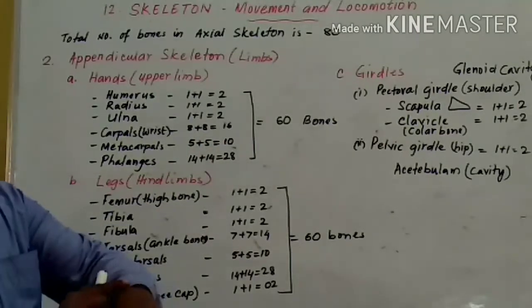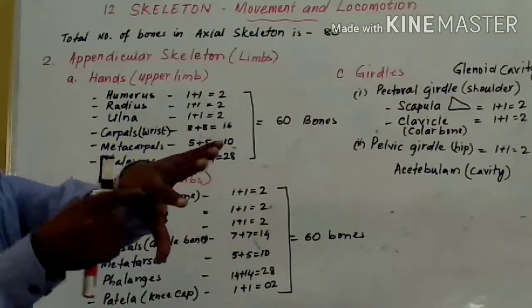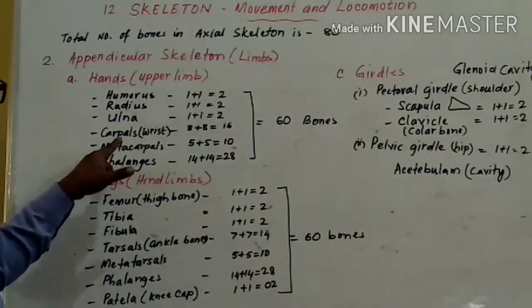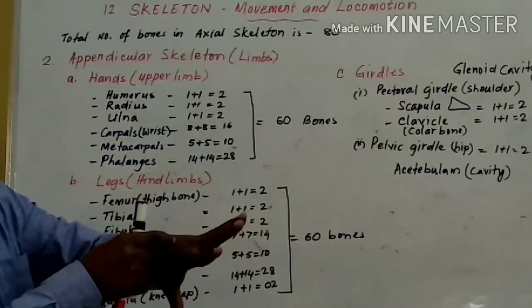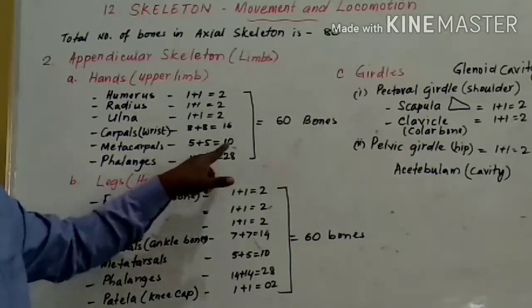Then coming to the next region, the palm. Here, in the palm, we have 5. 1, 2, 3, 4, 5 bones. They are called metacarpals. Before we reach the fingers, they are metacarpals. 5 plus 5, 10 of them.